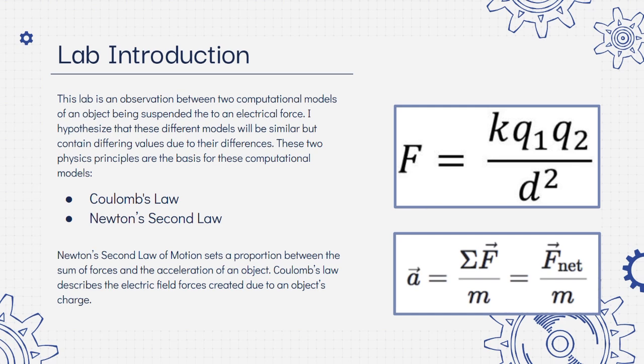This lab is a comparison between two computational models of an object being suspended due to an electrical force. My hypothesis was that these different models will be similar, but they'll contain different values due to differences in their actual setup. The two physics principles that are the basis for these computational models are Coulomb's law and Newton's second law. Coulomb's law is talking about the electrical force due to charge on an object, and Newton's second law just talks about motion due to forces.